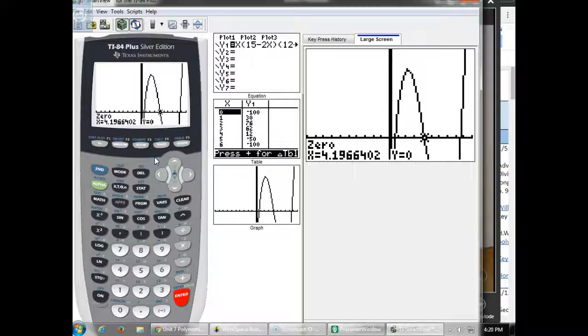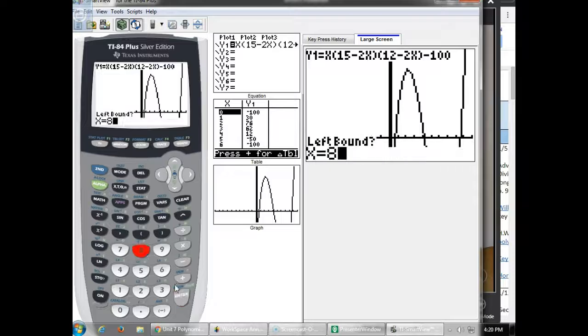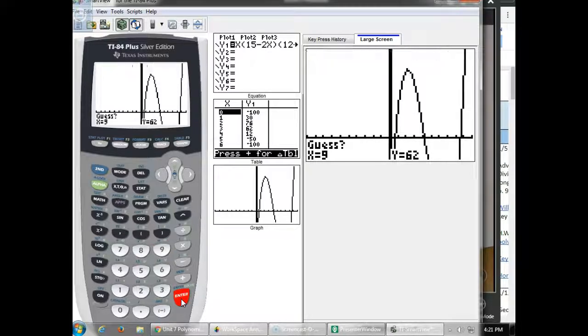Okay, and then finally the third one looks like it's 5, 6, 7. Looks like it's between 8 and 9. So second calculate 0. And I'm just going to use 8 as a left bound, 9 as a right bound. And I think that'll work. It looks like it falls between the two. Enter. And I get 8.61. Okay, because it's not exactly 8, so it's going to be 8.61.